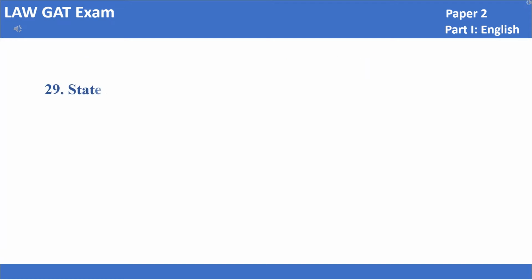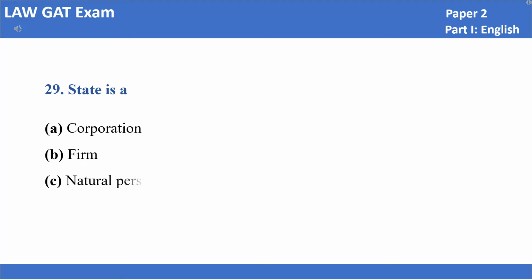A state is a corporation, option A, option B, firm, option C, natural person, option D, none of the above. The correct answer is option A, corporation.